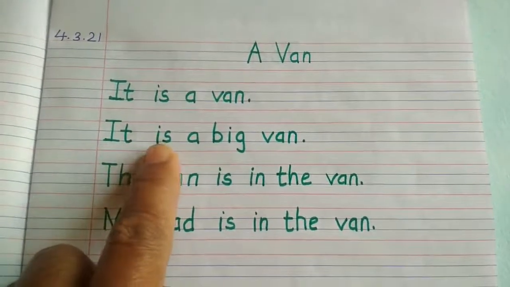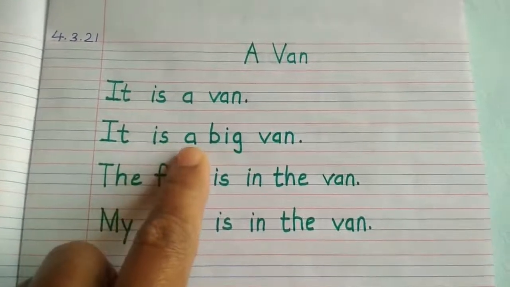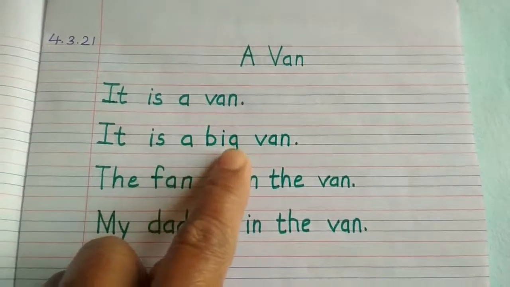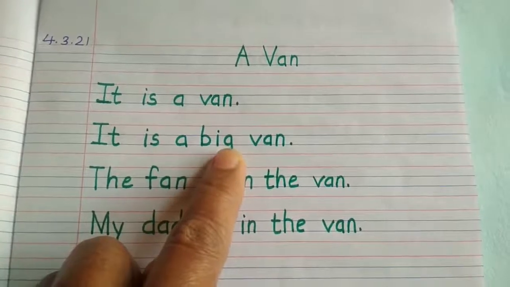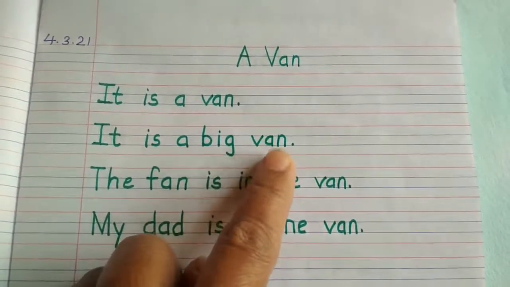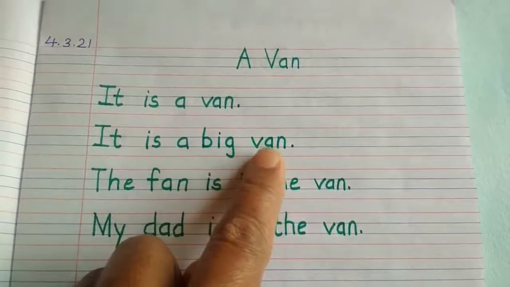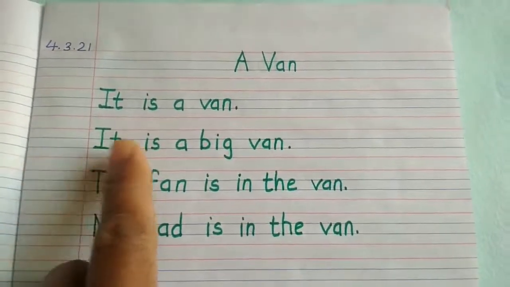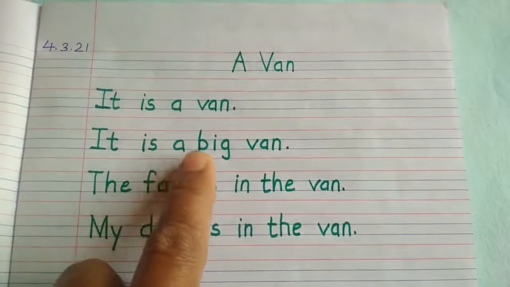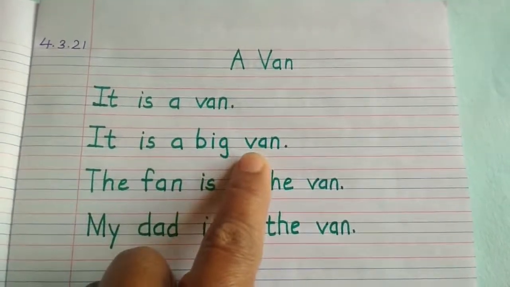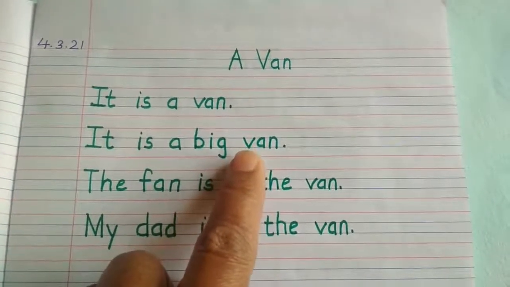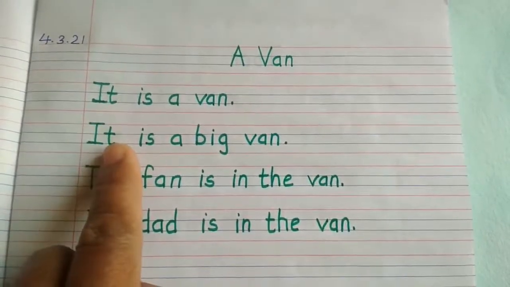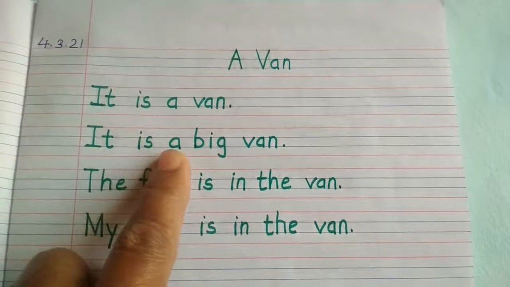It is a big, big. Big means body. Van, van. Van. Then full stop. It is a big van. Van कैसी है? बड़ी है. हर एक लेटर के नीचे आपको फिंगर रखकर रीड करना है. ओके?